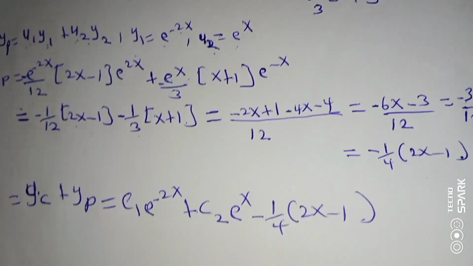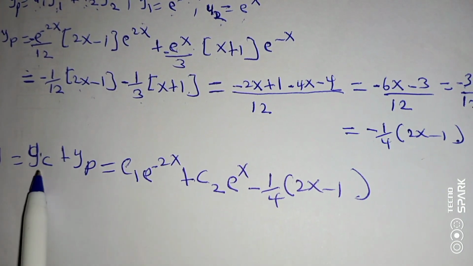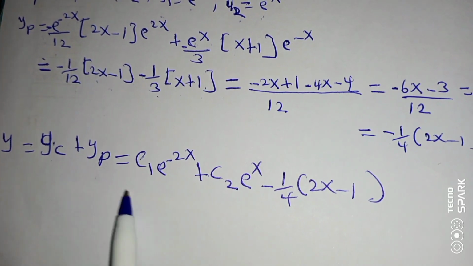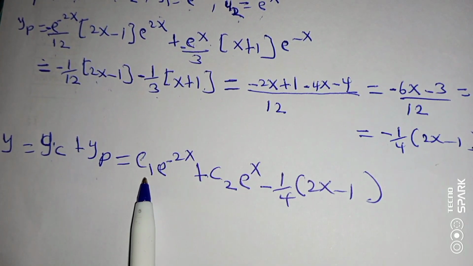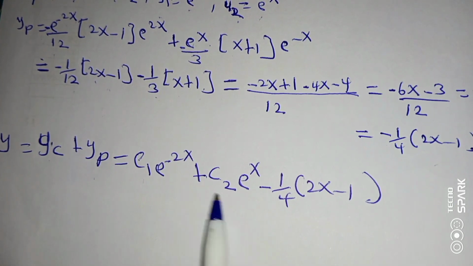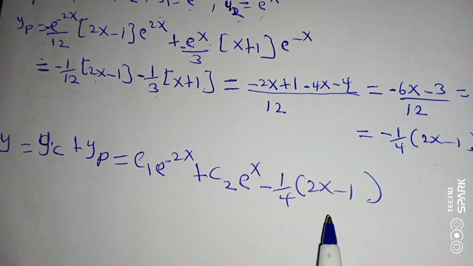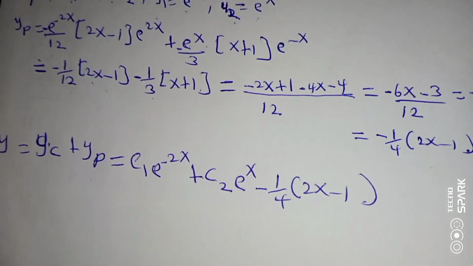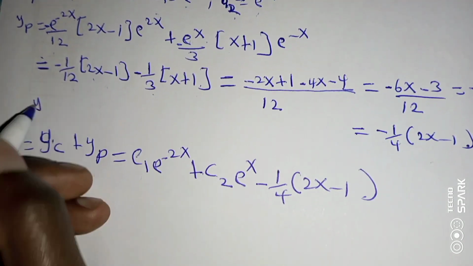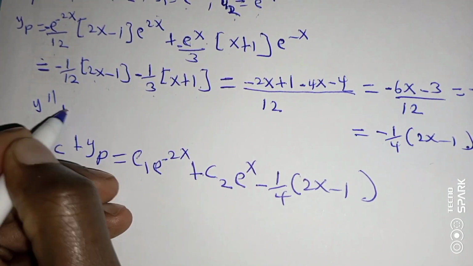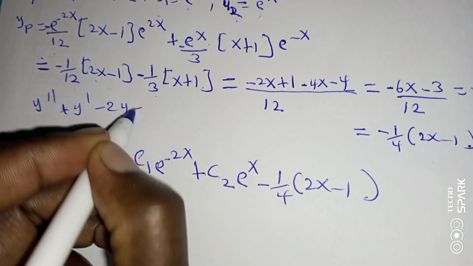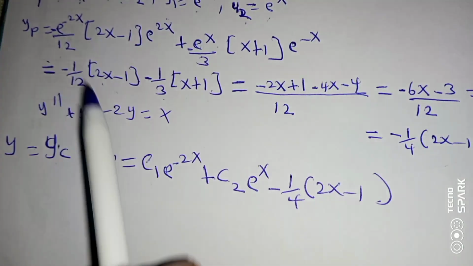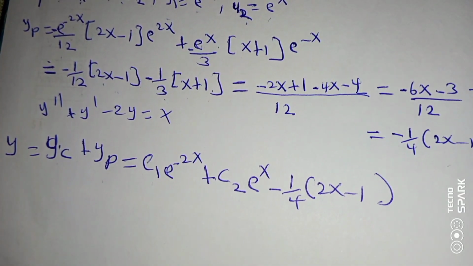Now our general solution will be given by y is equal to y complementary plus yp. Our y complementary was c1 exponential negative 2x plus c2 exponential x, then minus 1 over 4 bracket 2x minus 1. So that is our result which we obtained. And remember our ODE was y double prime plus y prime minus 2y is equal to x. So that is the solution of our given ODE.